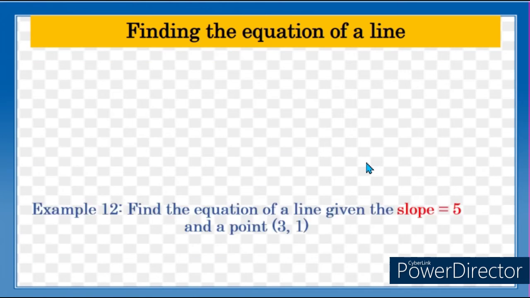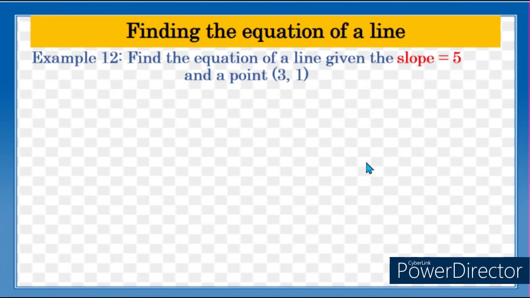Example number 12. Okay, given ulit ang slope and also a point. So, we have the slope here is equal to 5 and we have a point 3 and 1. Okay, so anong gagamitin po natin kapag ganitong given? Y minus y sub 1 is equal to m times x minus x sub 1. So, substitute lang po natin yung value ng m, the value of x sub 1, and the value of y sub 1. Ma'am, ano po yung x sub 1 po natin dito? Ang x sub 1 natin dito ay 3 and y sub 1 ay 1.